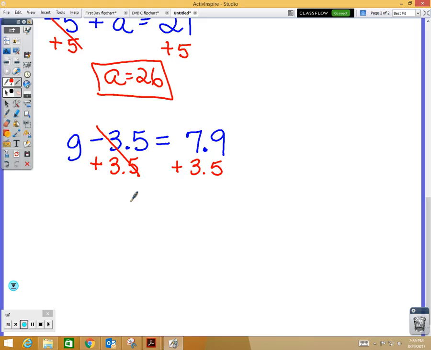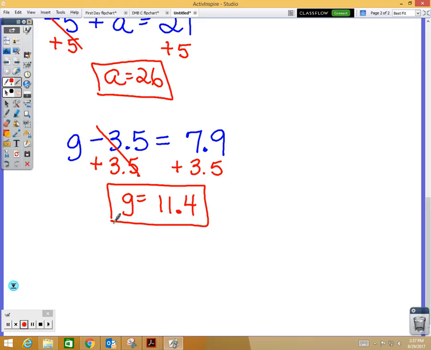So those cancel. You get g. Remember, when you're adding decimals, make sure you line up your decimals, right? That's 14, carry your 1, 11.4. Boxing, it really does help.